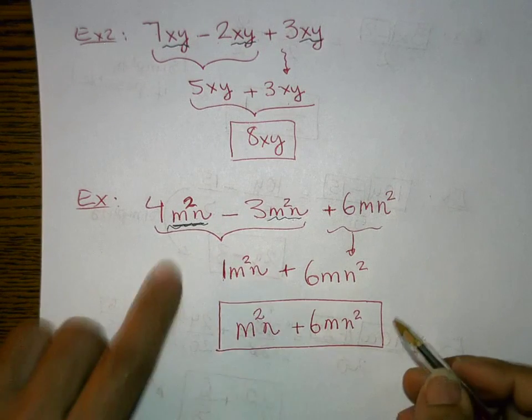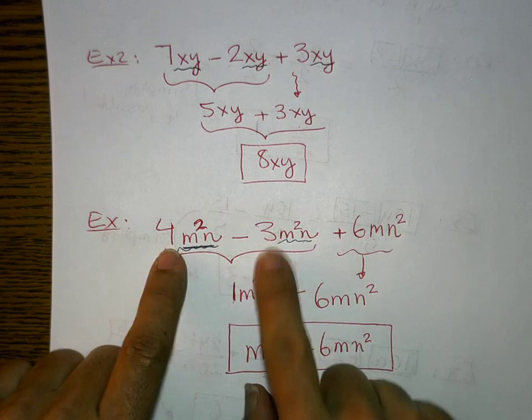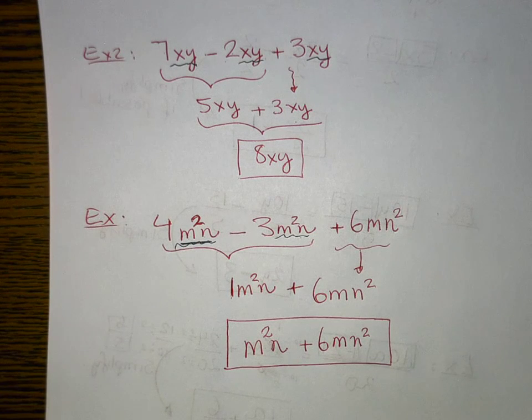These 2 were the same, so I combined them to make 1. 4 minus 3 was 1, okay? So that is what we're going to be doing here also, is combining like terms. To the best of our ability, we're going to combine like terms, okay?